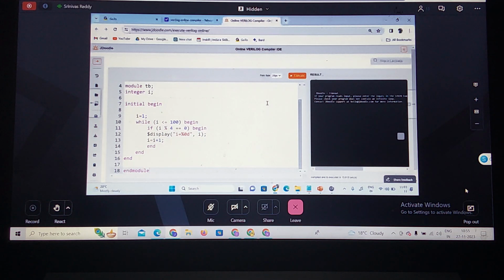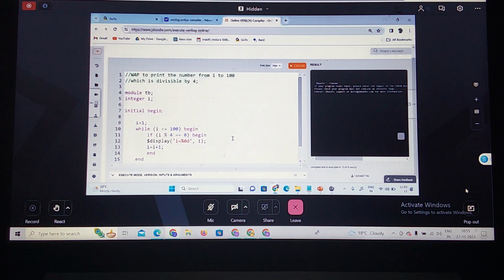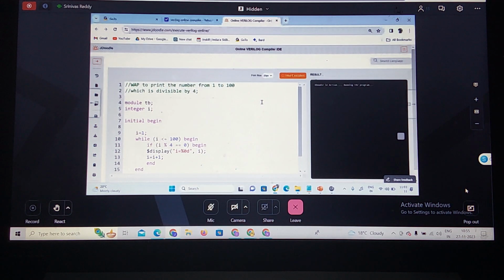You understand? The number should be divisible by 4 as well as what? 6. Can you write a program for that? I think this is some timeout it is showing. Should be some interactive. You can write a program. The numbers which are divisible by 4 as well as what? 6. All the numbers which are divisible by 6 from 1 to 100.